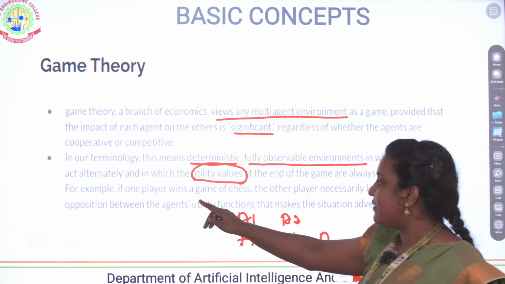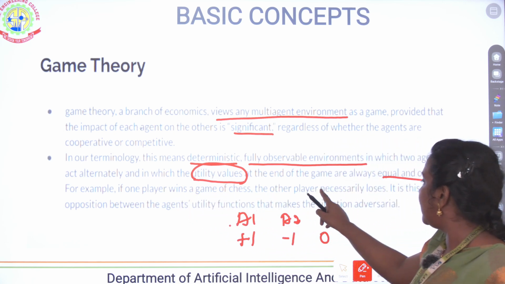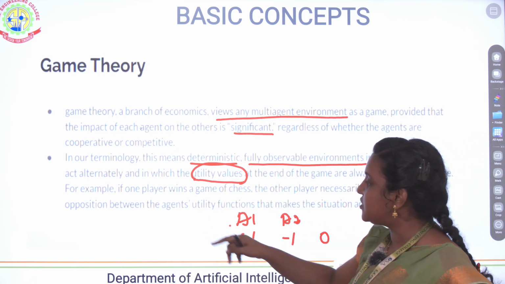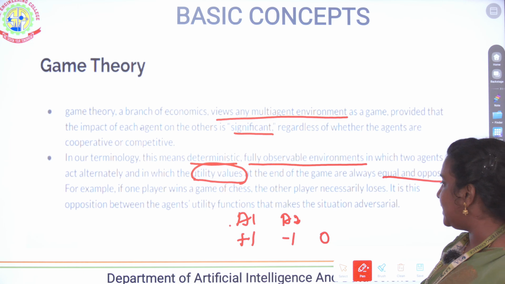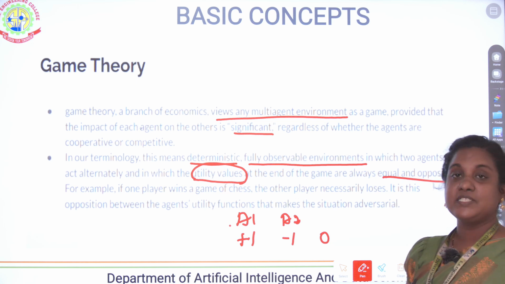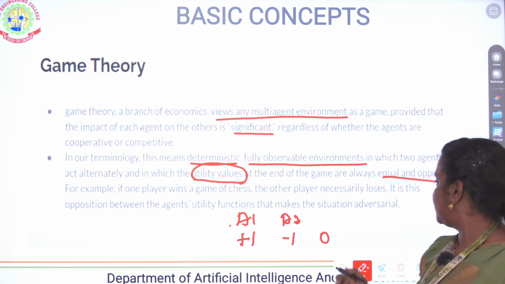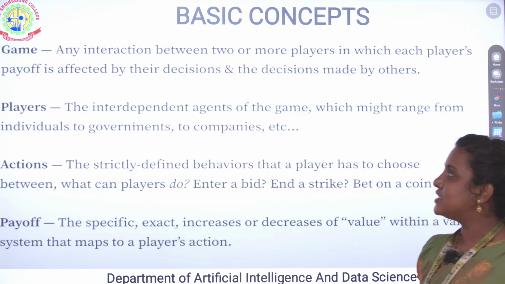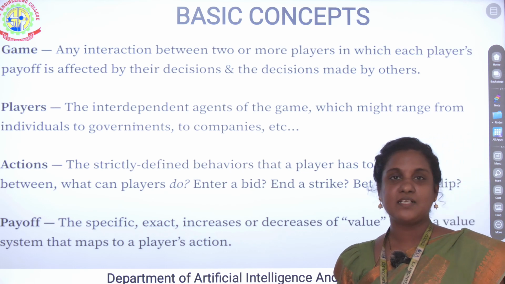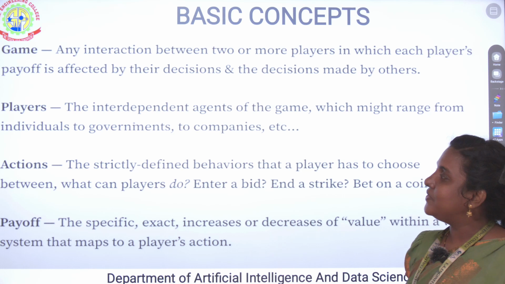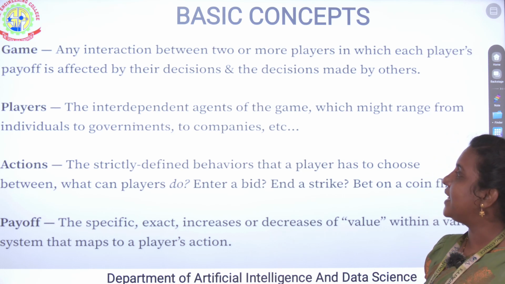For example, if one player wins a game of chess, the other player necessarily loses. So it is this opposition between the agents' utility functions that makes the situation adversarial. Before going to the minimax algorithm and the alpha beta pruning algorithm, we will see some of the terminologies.